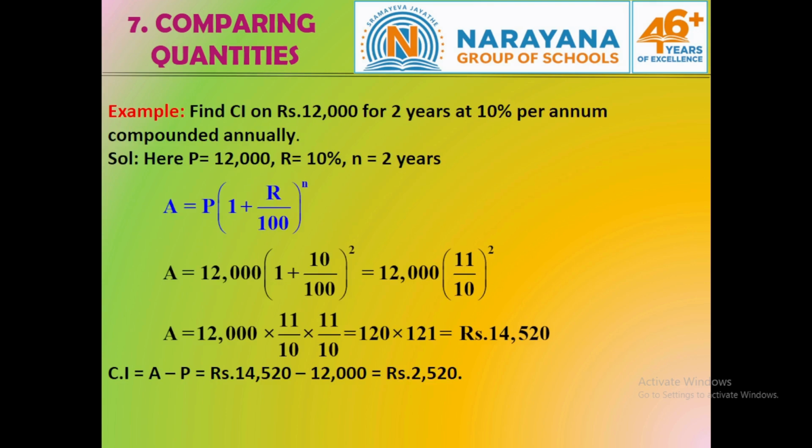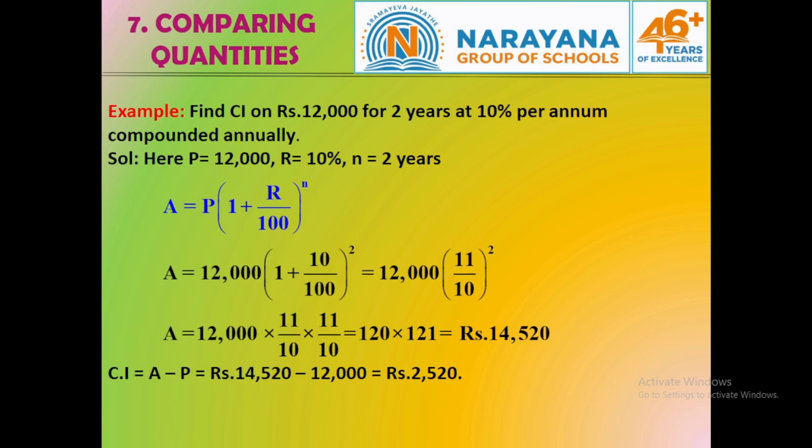Let us take an example. Find CI on rupees 12,000 for 2 years at 10% per annum, compounded annually. Here P is equal to 12,000, R is equal to 10% and N is equal to 2 years. Compounded annually means 1 year is N equal to 1, 2 years means N is equal to 2, 3 years means N is equal to 3.